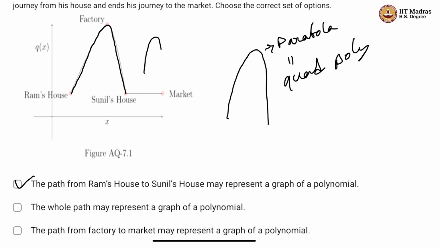So how is the whole path? The whole path is something like that, right? That means at this point we have a sharp corner. At this point we have a sharp corner. But we know that a polynomial is always differentiable at every point. But at this point, the given graph has a sharp corner. That means at that point, the graph is not differentiable. So obviously, it cannot be a graph of a polynomial, right? So option 2 is basically incorrect.